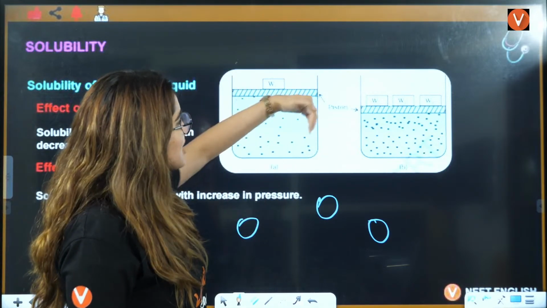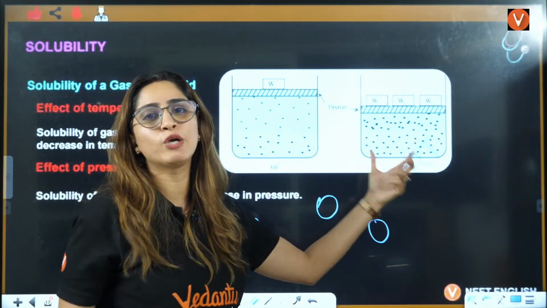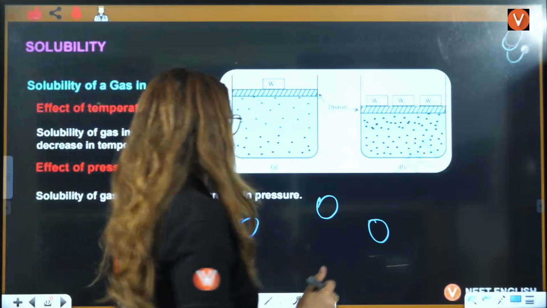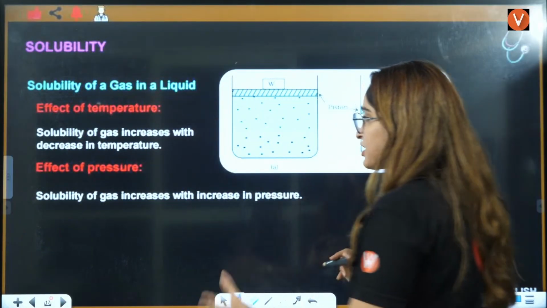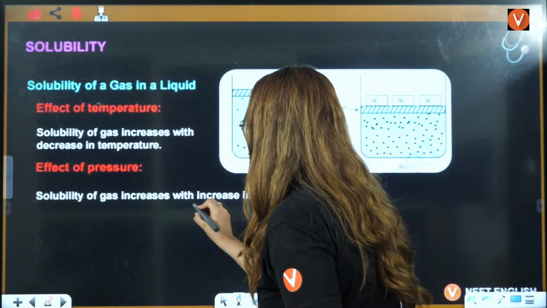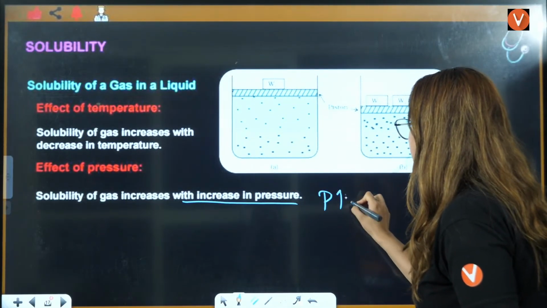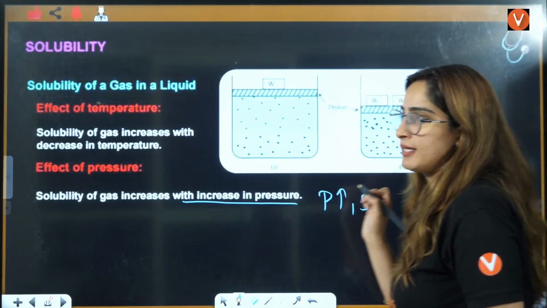When you put pressure, you put weight, the molecules come closer to each other. The solubility will increase, right? So as you increase the pressure, the solubility of a gas increases with increase in pressure. You can say as pressure increases, solubility will increase.